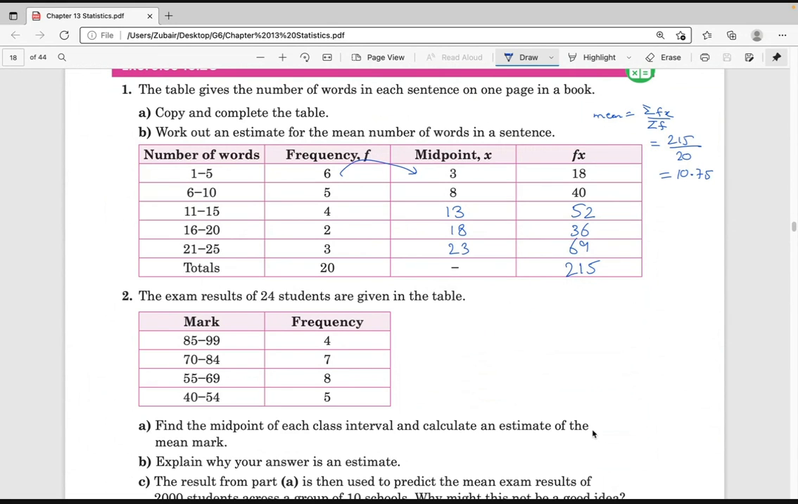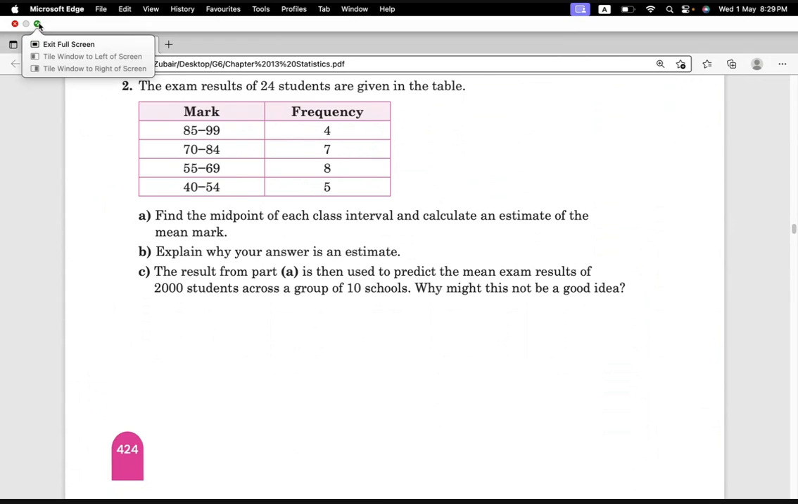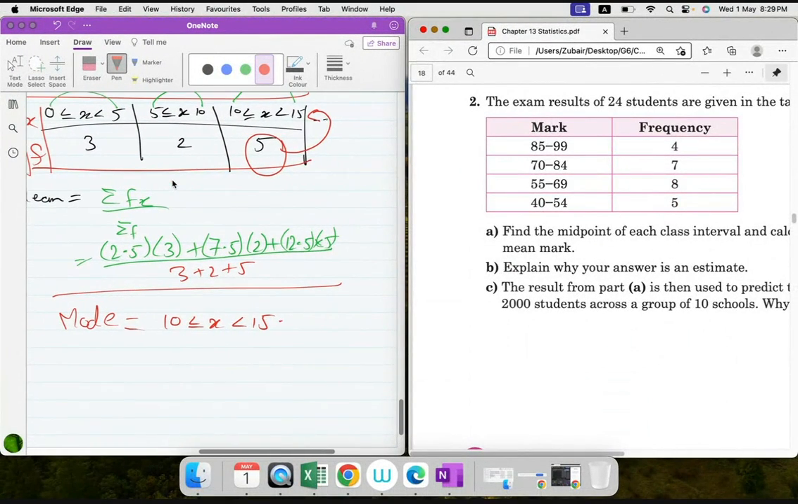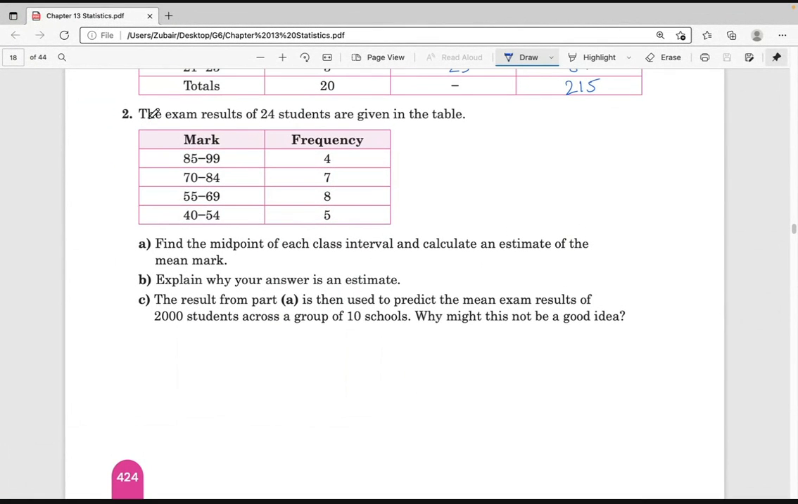Clear? Yes, sir. Question number 2. The exam results of 24 students are given. Find the midpoint of each of the class intervals and calculate the estimate for the mean mark. Now in exam, if you get this, there are two ways. One is just like this, we did in the writing space, you write it complete below the question. Second is you may wish to draw an extension of this table. So both are acceptable.